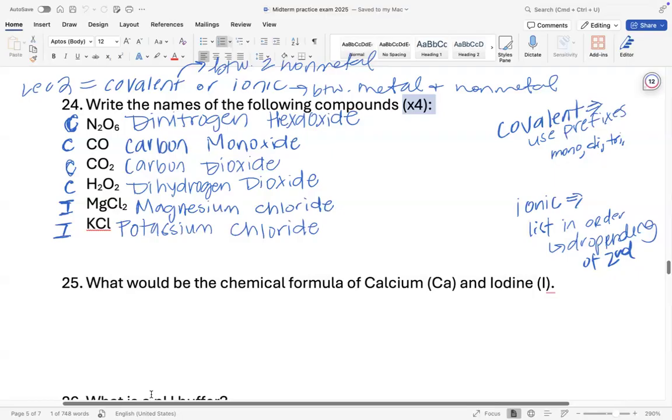All right, any questions? What does that say where you put ionic list in order dropping of what's that? Drop ending, sorry. Oh, ending. Okay. Yeah, drop ending of second element, which you do with covalent as well. So first we have to identify what they are as far as covalent or ionic and then name them. Yes. Okay.